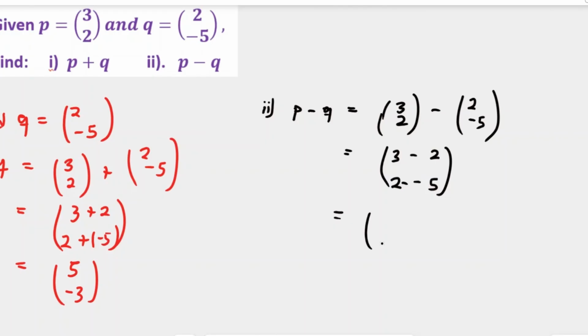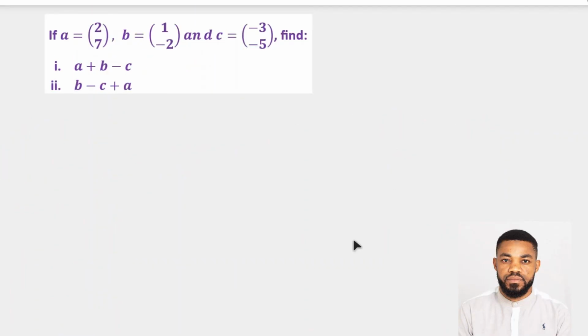We can simplify this, basic arithmetic. 3 minus 2 is going to give us 1. And 2 minus negative 5 means 2 plus 5. I mean, the minus negative is going to be plus. So we have 7. So that is how we can get the next one too, that is P minus Q. Let's go to our second question.